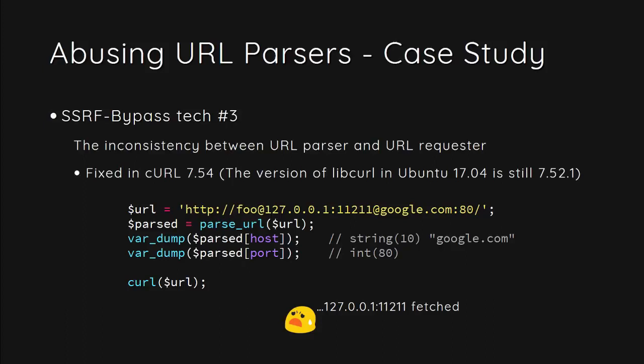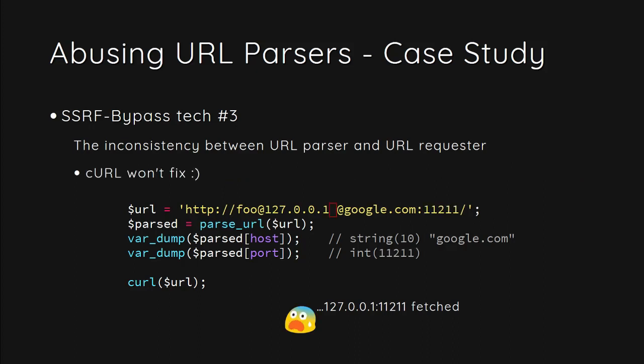If you don't like PHP, you can still exploit the bug in curl, and the result is the same. This bug is also fixed in curl 7.54, but most of the patches didn't keep up. For example, the libcurl in the latest version of Ubuntu is still 7.52.1. So I think most systems are still under the threat. Or you can use the space technique we mentioned before. And about this issue, curl won't fix.